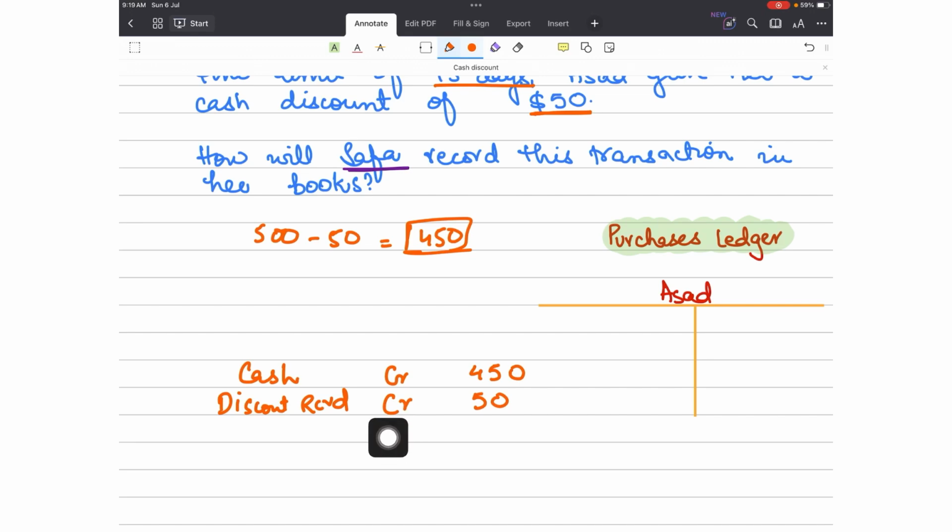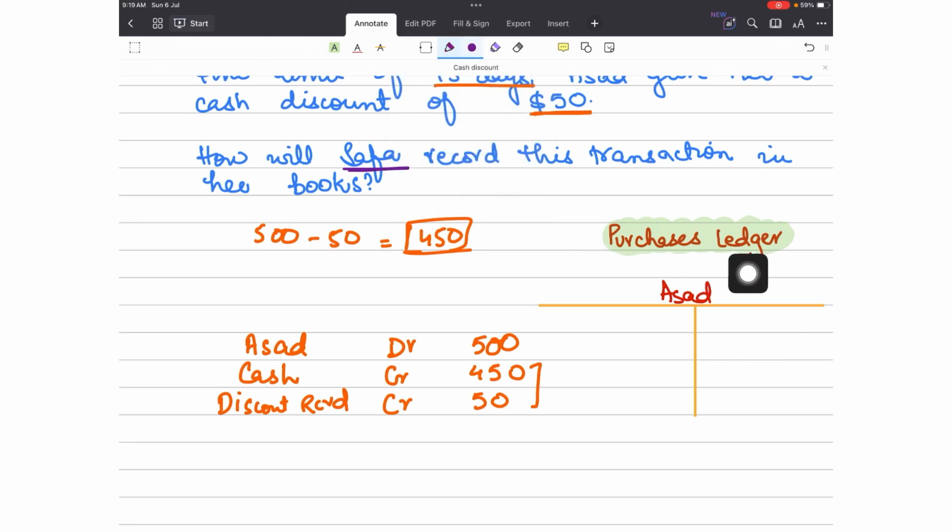And discount received will be shown on the credit side of the cash book, while showing a cash outflow from the credit side. So discount received will be credited, and on the debit side she will be recording the supplier to whom she made the payment, that is Asad in this case, by 500 to complete the double entry, not 450 but full value, because now the account of Asad has been closed off.